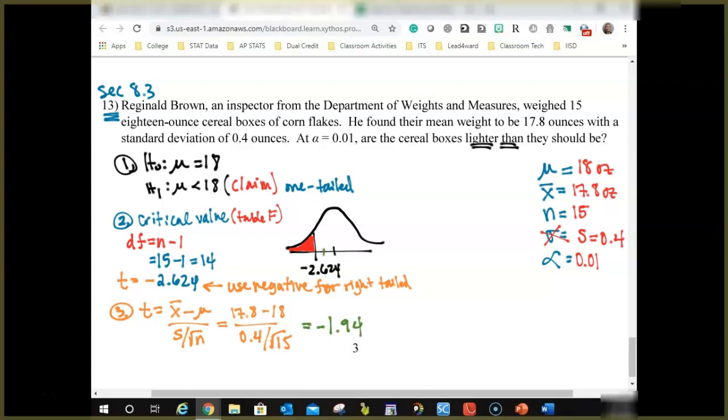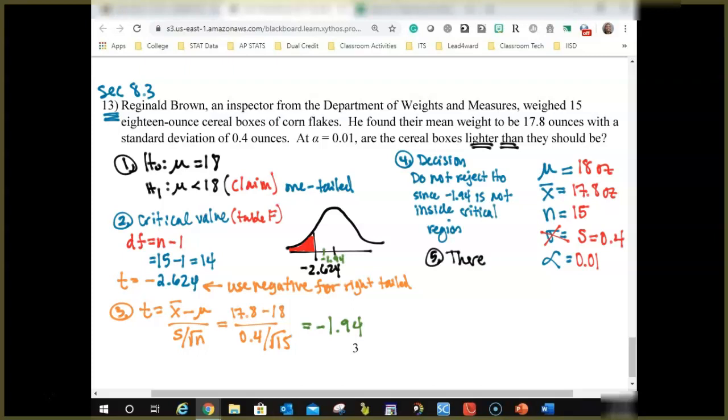And then we determine, based on this distribution here and based on the test value, if the test value is on the inside of the critical region, then we reject. If the test value is on the outside of the critical region, then we do not reject. So in this case, our decision is not to reject the null hypothesis, since that test value of negative 1.94 is not inside the critical region. And so we can safely state that there is not sufficient evidence to support this particular claim.